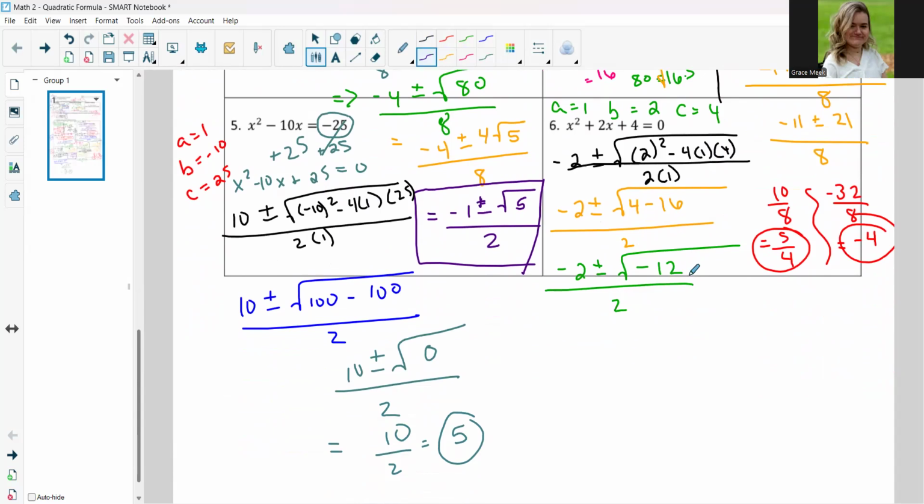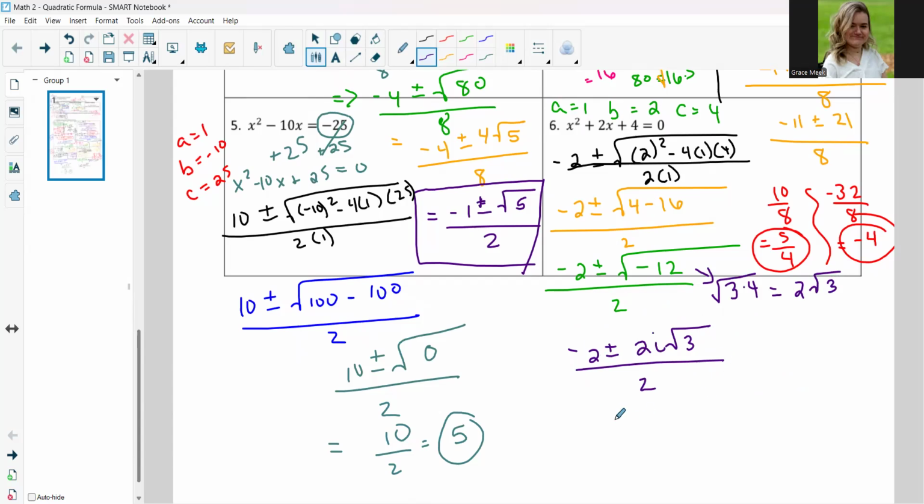And so again, what you guys want to start thinking about is we're going to pull out that i, and we're also thinking about perfect squares that go into 12. I know 3 times 4 is 12, and 4 is a perfect square. So if I were to take the square root of that, it would be 2 root 3. And so then I would have -2 plus or minus 2i root 3 divided by 2.